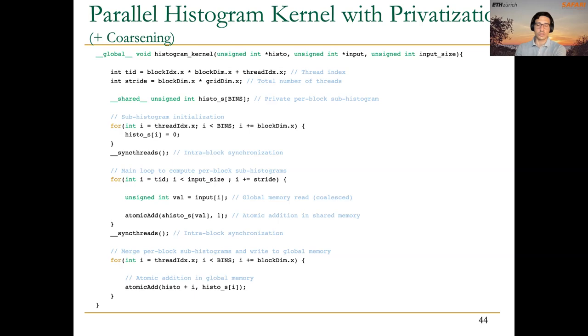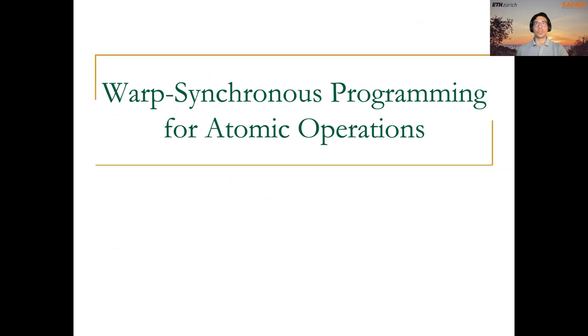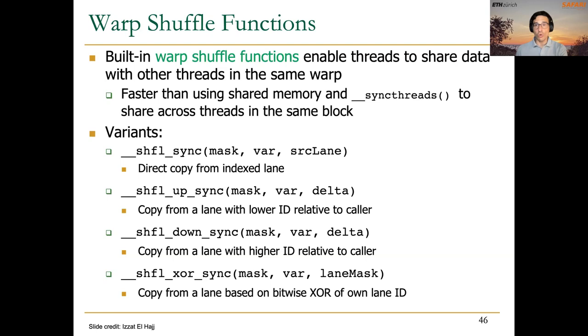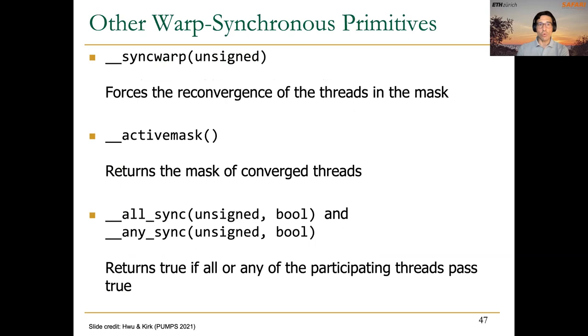But we can go even farther in the optimization of the use of atomic operations for histogram calculation. We can use warp synchronous programming for atomic operations. Warp synchronous programming essentially means using warp shuffle instructions and other important primitives that work at a warp level. You're already familiar with warp shuffle instructions because I mentioned them in the beginning of the lecture. These warp shuffle functions allow threads of one warp to access data that belongs to threads in the same warp. And this is pretty useful for communication across threads, but there are other useful warp synchronous primitives.